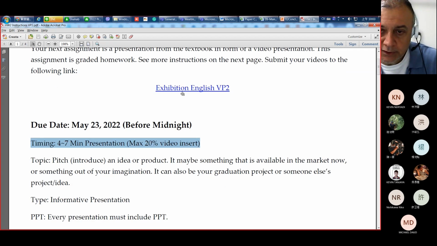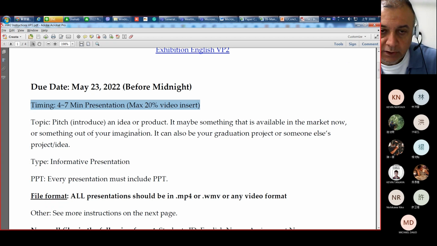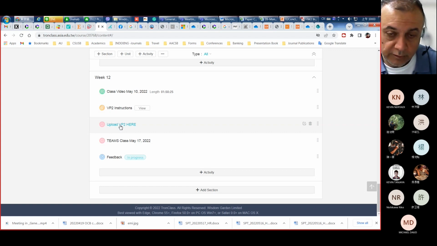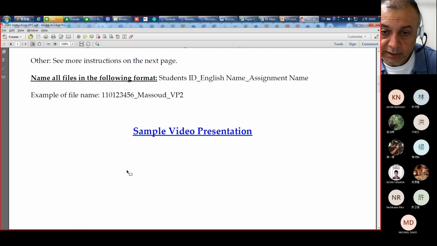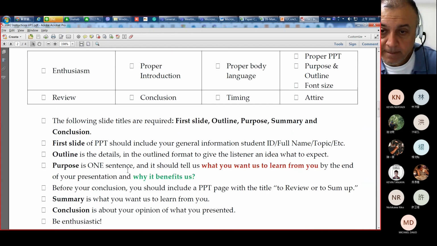So you would submit it to this link that I have provided for you. And I think I have also provided the link in the class site. Here it says upload VP2 here. So if you click here, it will go there. All right, so that shouldn't be a problem. And then the other instructions that we have talked about in the past.